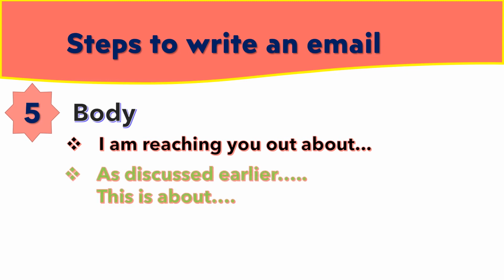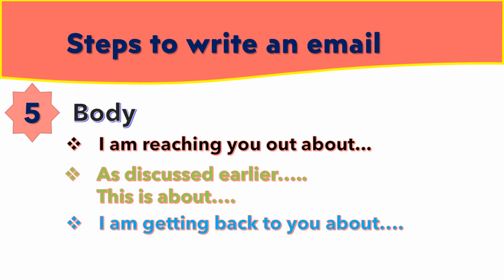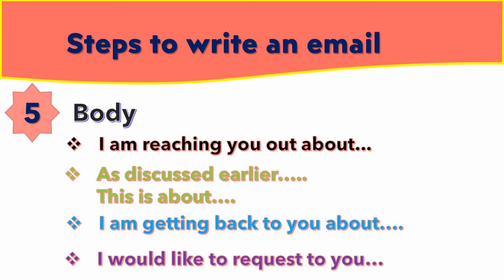In case you are writing a follow-up, in case you have already discussed something verbally, or you are already discussing something through emails and you would like to further continue that, you can start like this: as discussed earlier, or you can write, this is about. I am getting back to you about. If you have already discussed something and you told that person that you will let them know about it, then you have to give a follow-up about it, then you can use this sentence also.